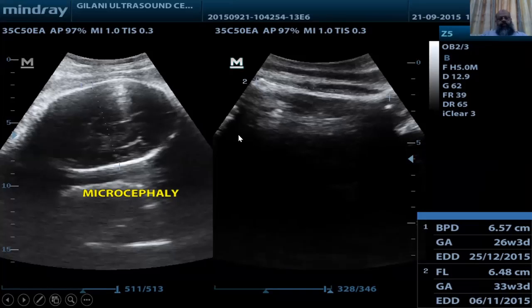Again, there is a difference, but keep in mind, before giving the diagnosis of microcephaly, you have to rule out asymmetrical IUGR, brain sparing phenomena, and dolichocephaly. We have to see the abdominal circumference, femur length, head circumference, and BPD, all 4 parameters, before we diagnose that there is a difference of more than 3 standard deviations or 3 weeks between abdominal circumference, femur length as compared to head circumference and BPD.